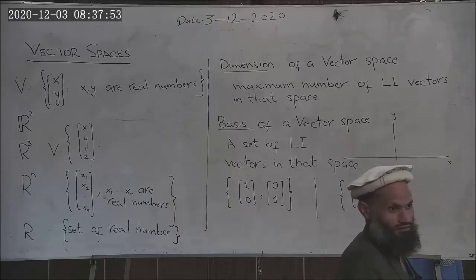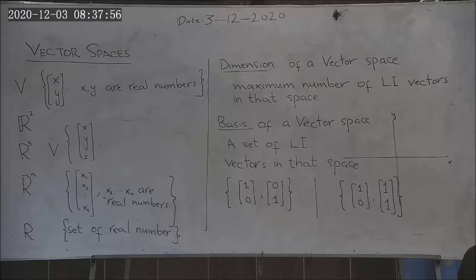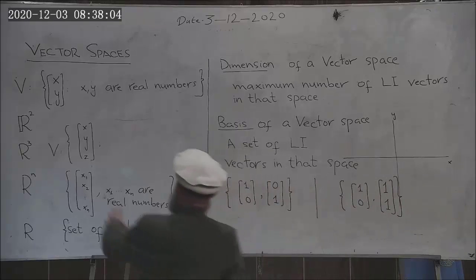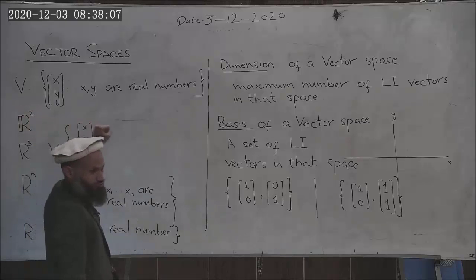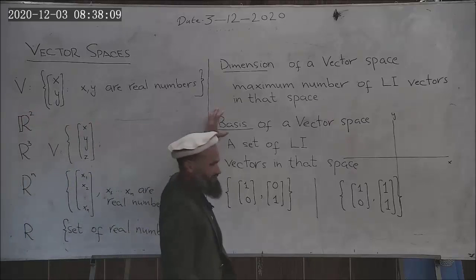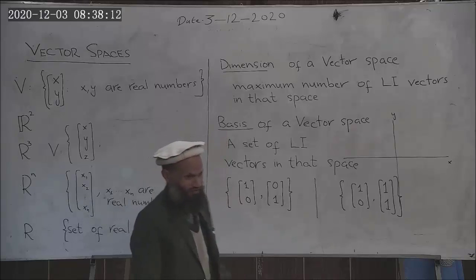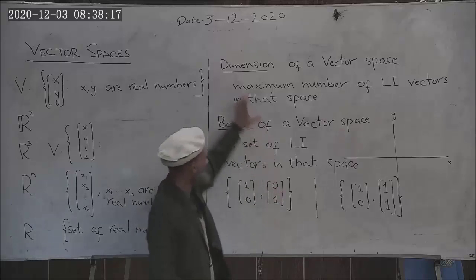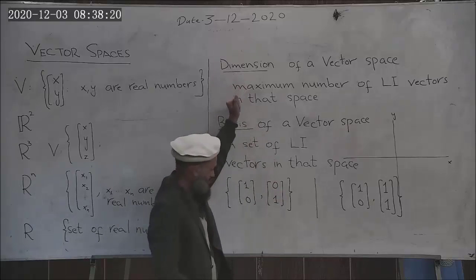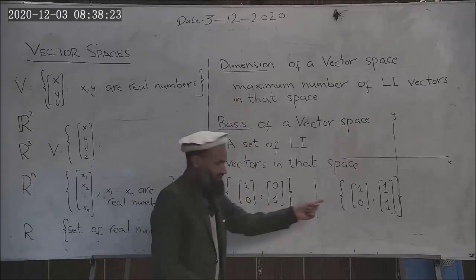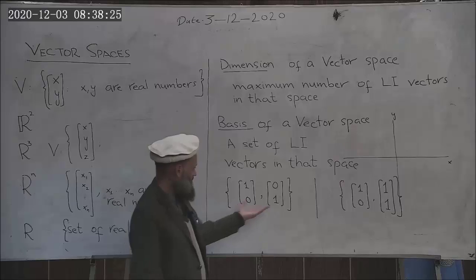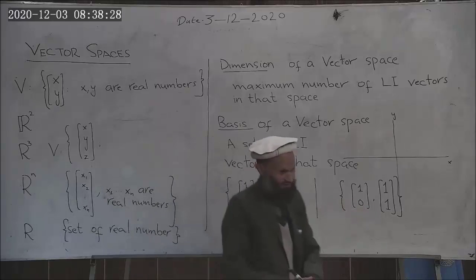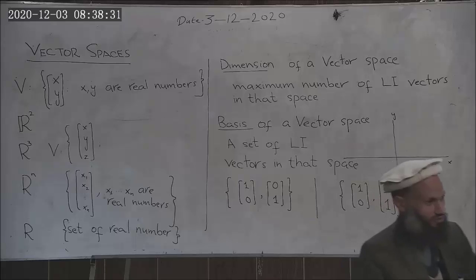Is this concept clear? Dimension is the maximum number of linearly independent vectors in that space. So the dimension of R2 is 2, and basis is a set of linearly independent vectors in that space, and the number of these vectors will be the same as the dimension of the vector space. So this basis is not unique. For a vector space, you can have different bases. So any question up to this point? Yes?